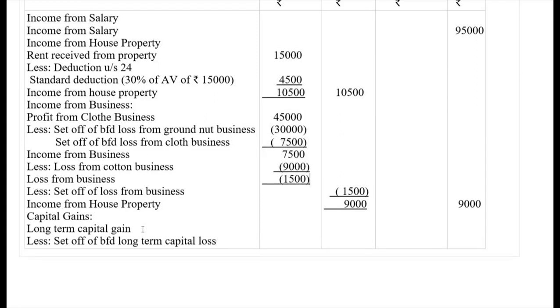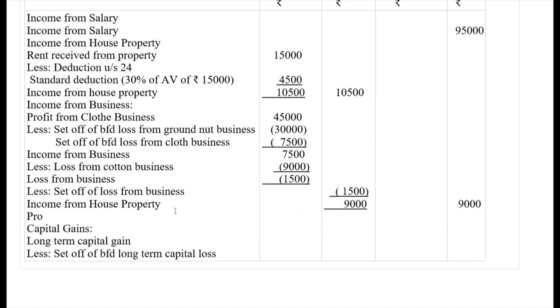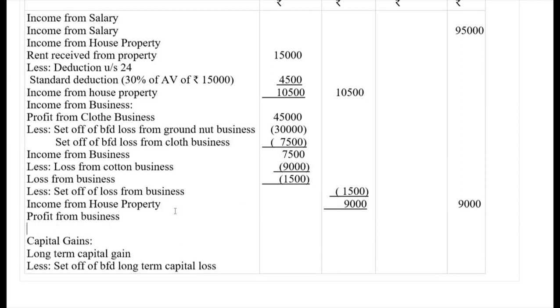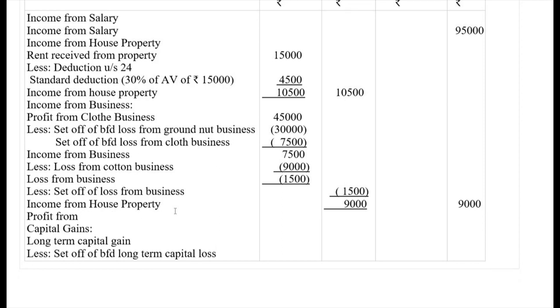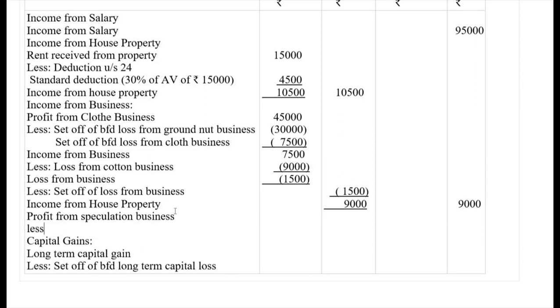So now let's take here the values. So long-term capital gain for the current previous year is rupees, oh sorry, we have missed before that. Let's take one more here. Profit from business, less profit from speculation business, less set off of brought forward loss from business.